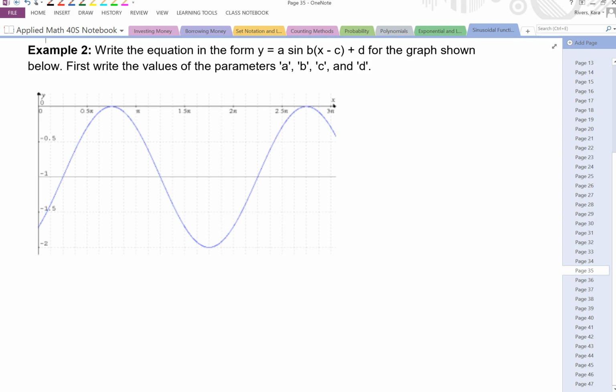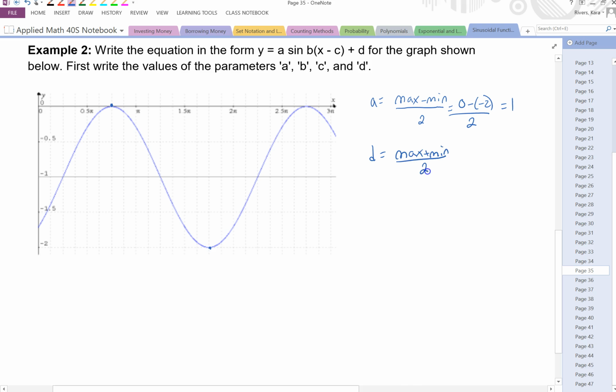If I take a look here at my a value, my amplitude, I'm going to take a look at my max minus my min divided by 2 again, and I can see my maximum here is at 0, my minimum is at negative 2, divided by 2, so that would give me an a value of 1. Okay, if we take a look at our d value, max plus min divided by 2, so that would be 0 plus negative 2 divided by 2, and that would give me a negative 1. So the d value is at negative 1.